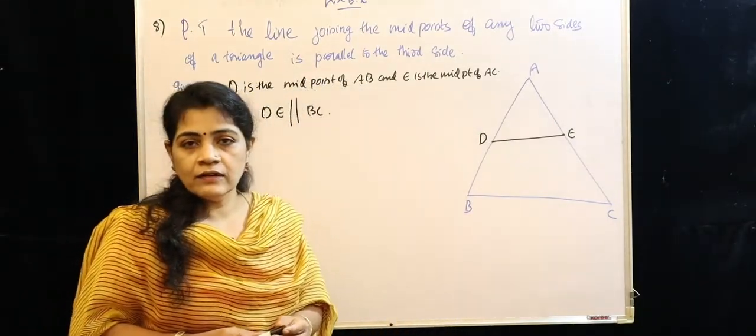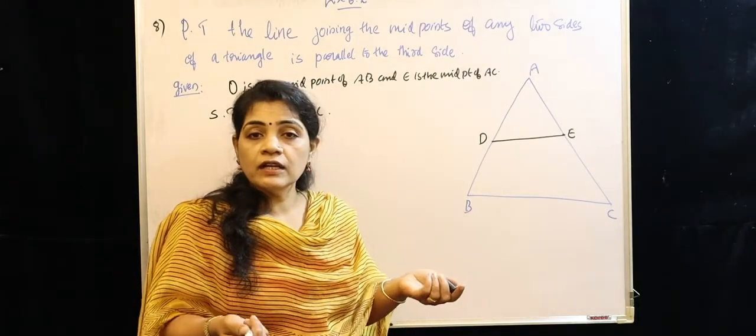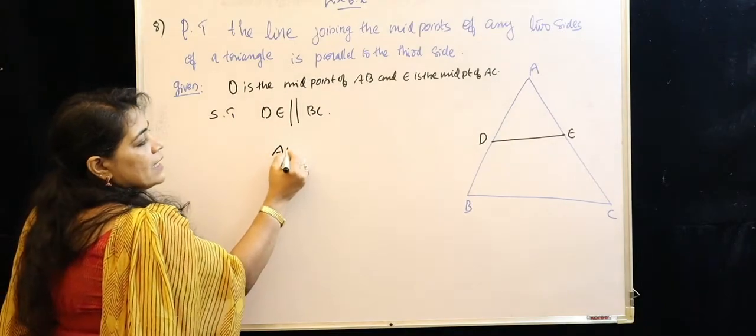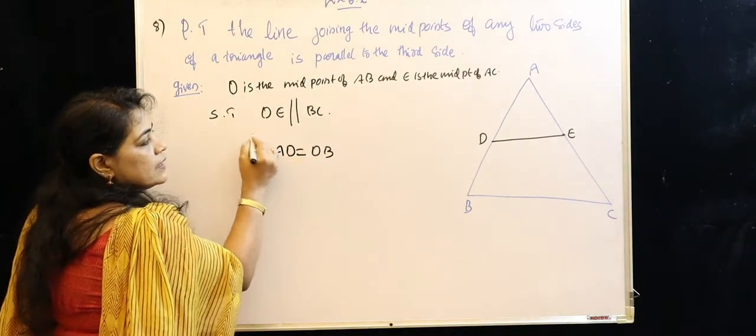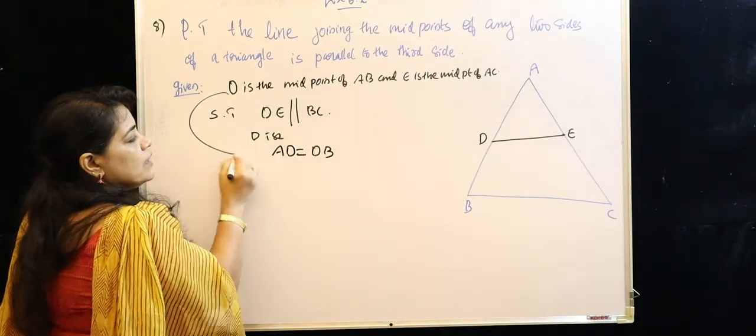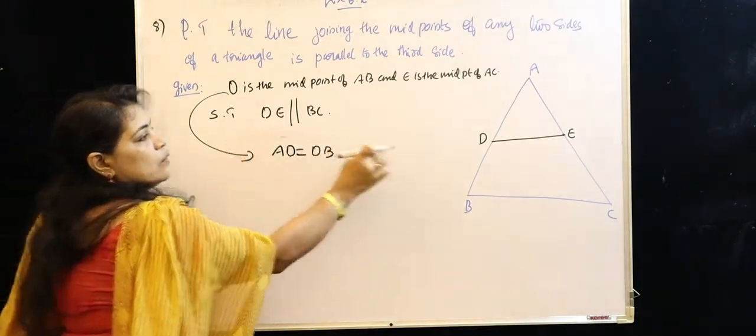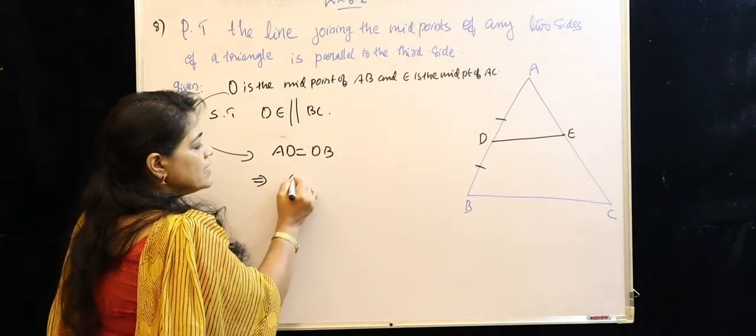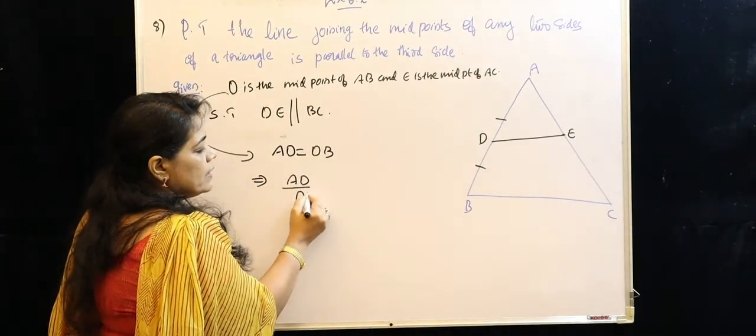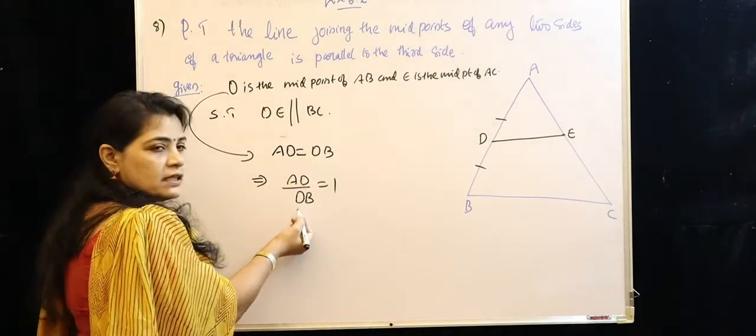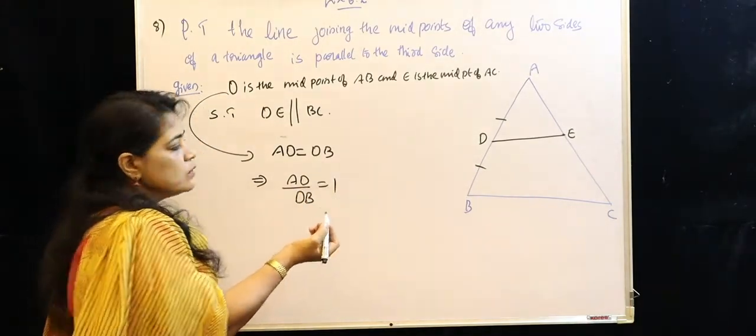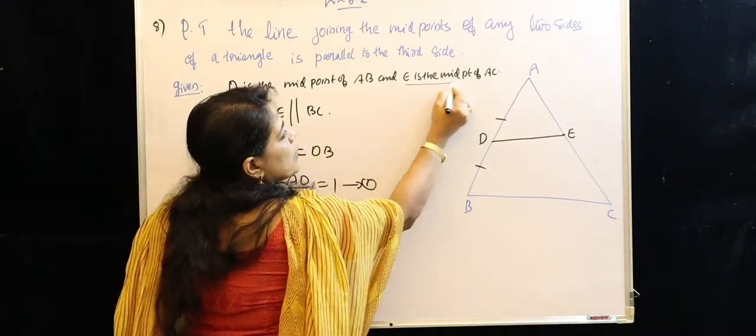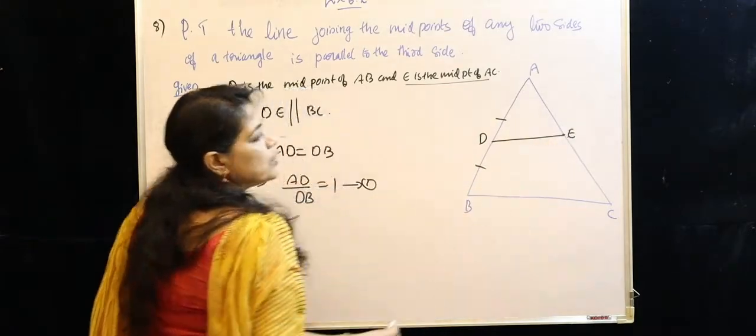Using the given statements, what is given? D is the midpoint. Since D is the midpoint, AD equal to DB. This portion is equal to this portion. From this can you write AD by DB equal to 1? If you take DB here, it is 1. So this can be equation number 1. And also E is the midpoint of AC.